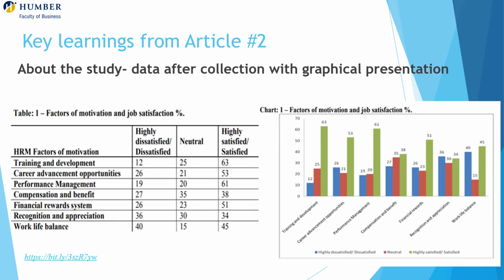So based on the study, there were seven key factors that were considered. The seven factors were training and development, career advancement opportunities, performance management, compensation and benefit, financial reward system, recognition and appreciation, and the last one is work-life balance. And the factors were considered based on highly dissatisfied, neutral, and highly satisfied. So the graph that came out after the study is posted over here.